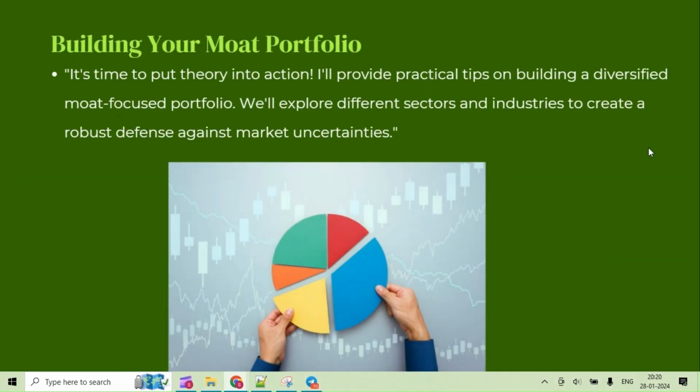Next, we will see building your moat portfolio. It's time to put theory into action. I will provide practical tips on building a diversified moat-focused portfolio. We will explore different sectors and industries to create robust defenses against market uncertainties. Remember that moat investing is about long-term success. Take the knowledge gained today, conduct your research, and consider incorporating more stocks into your investment strategy.